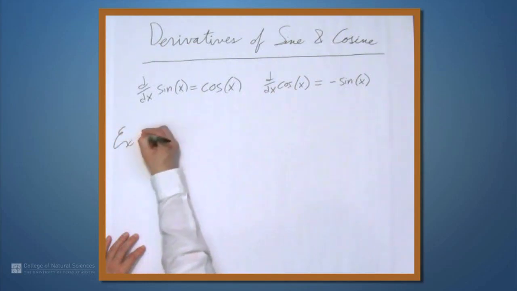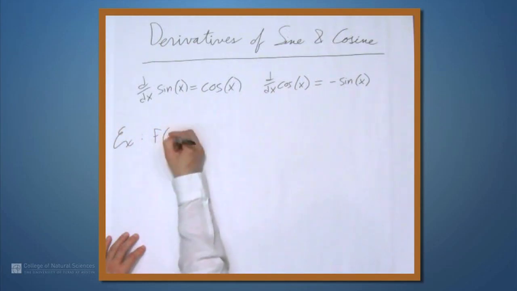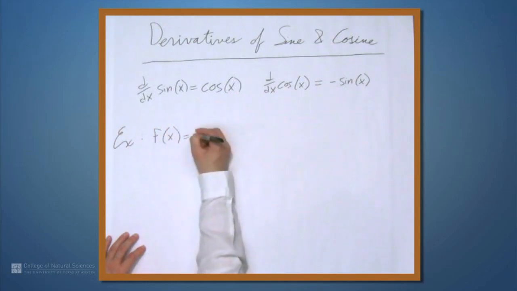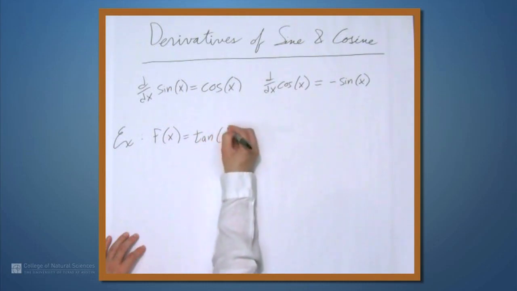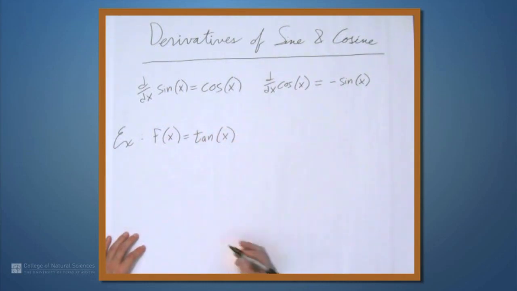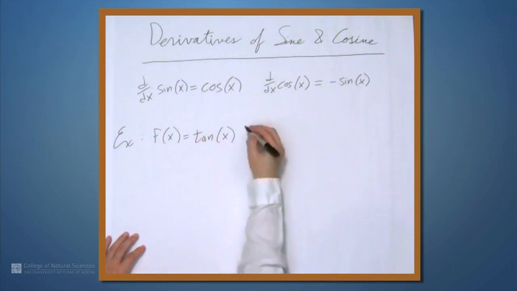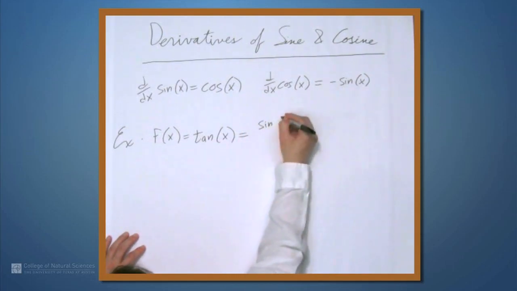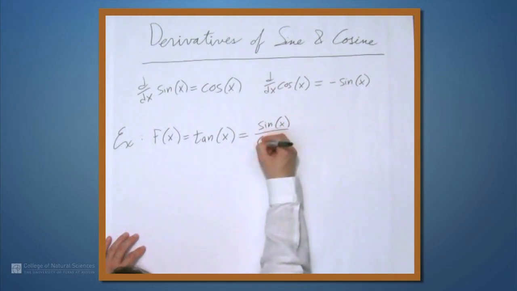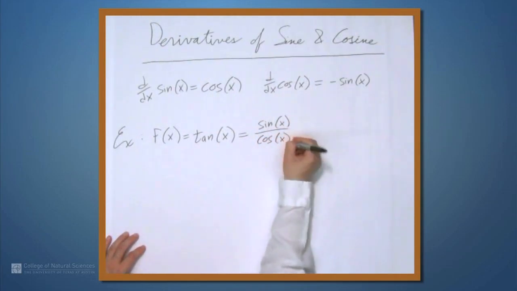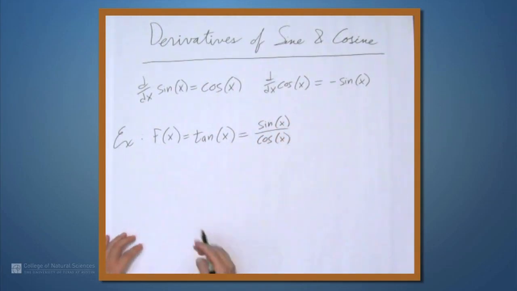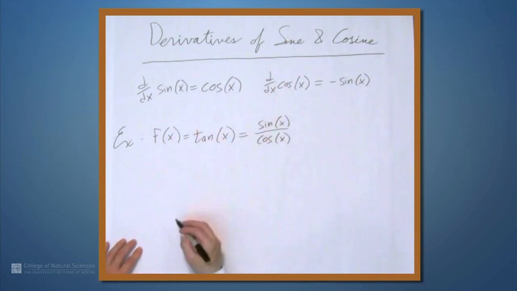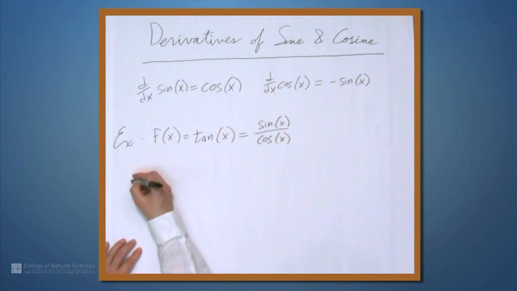So we can use these actually to derive the formula for the derivative of tangent. And let's do that in our first example. So let's say that f of x is tangent of x. The reason we can use sine and cosine is that tangent of x is sine of x over cosine of x. So with the quotient rule and with these two identities, we have everything we need.